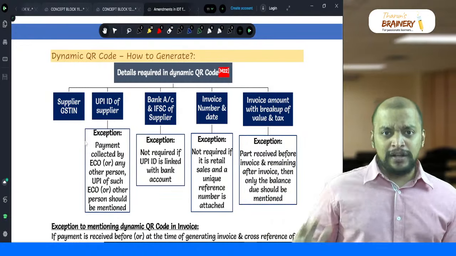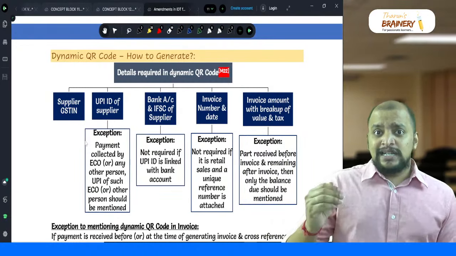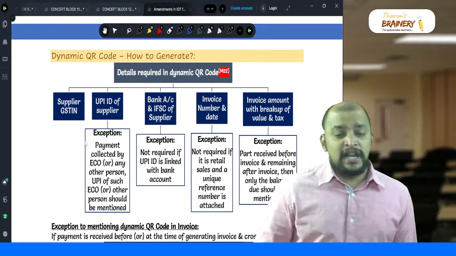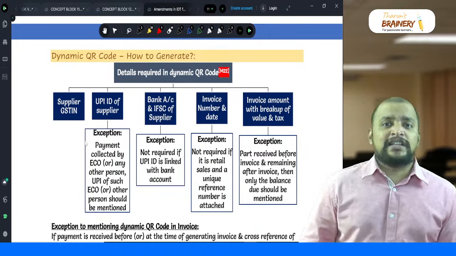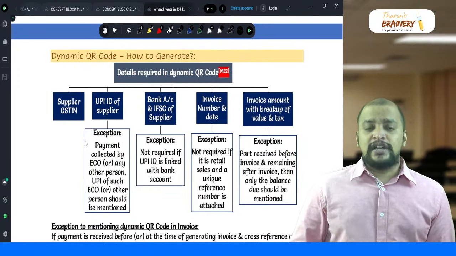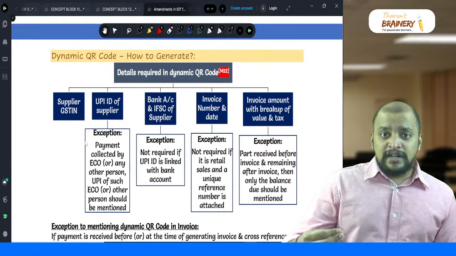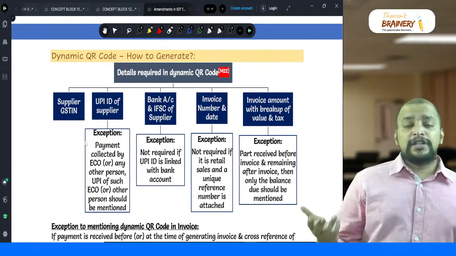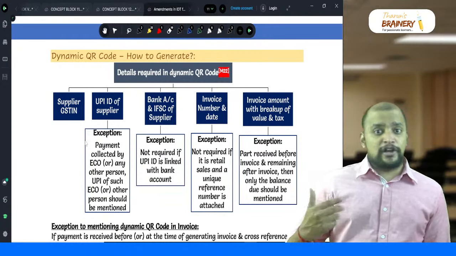Okay. Now, for this UPI ID, there is a relaxation that is given. Supplier UPI ID is not required if the payment is collected by any other person. For example, take Amazon. Whenever they are delivering the product on behalf of a supplier, the money will be collected by Amazon, the pay on delivery option.